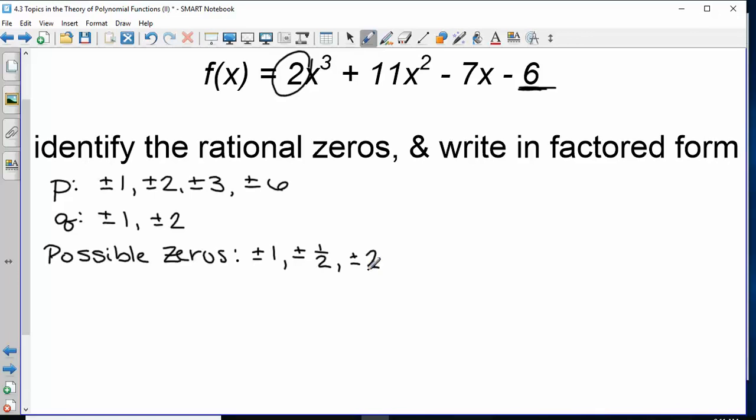Since it's already on my list, I don't have to write it again. 3 divided by 1 is 3. 3 divided by 2, 3 over 2. 6 over 1 is 6. And 6 over 2 is 3, but that's already on my list, so I don't have to use it again. So you're just dividing each P by the Q.